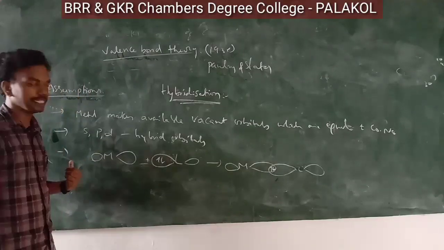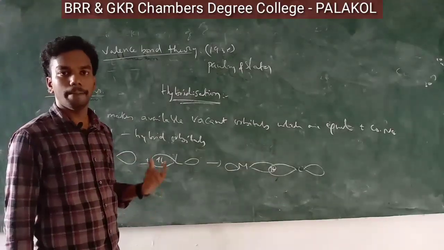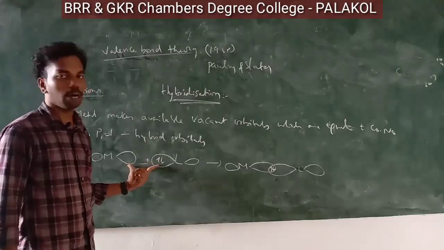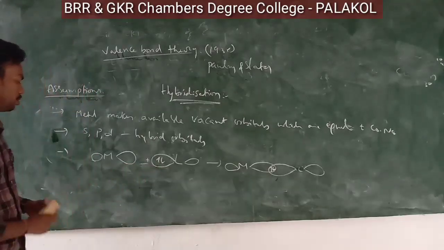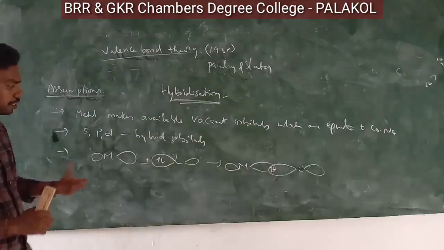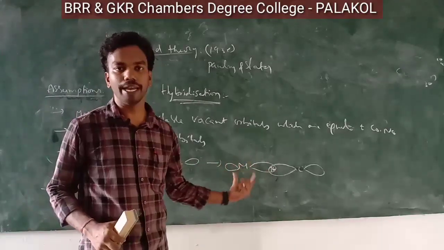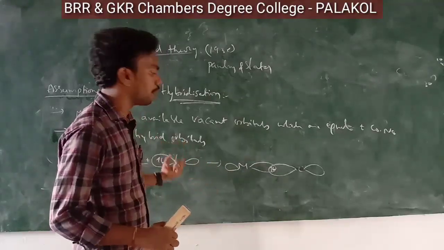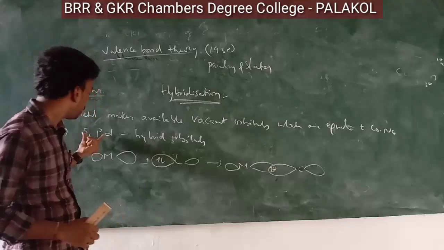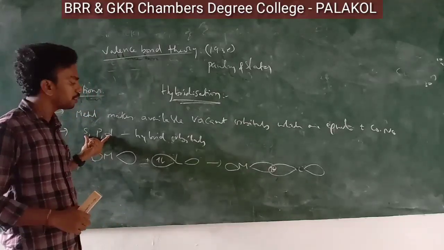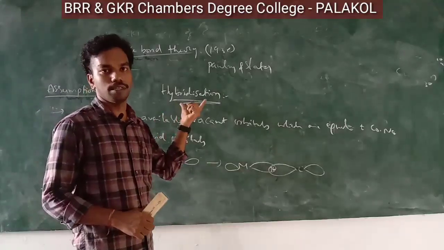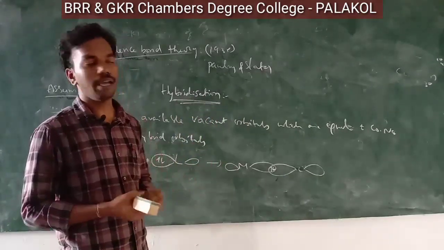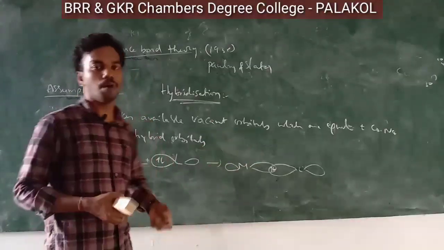So the third point: the covalent bond is formed by the overlapping of a vacant hybrid orbital of the metal and a filled orbital of the ligand. That is the third assumption. The bond will be strong when the overlapping is strong, and the overlapping is strong only when the orbitals are involved in hybridization. Hybrid orbitals are more directional, so they overlap more strongly and form a strong covalent bond.